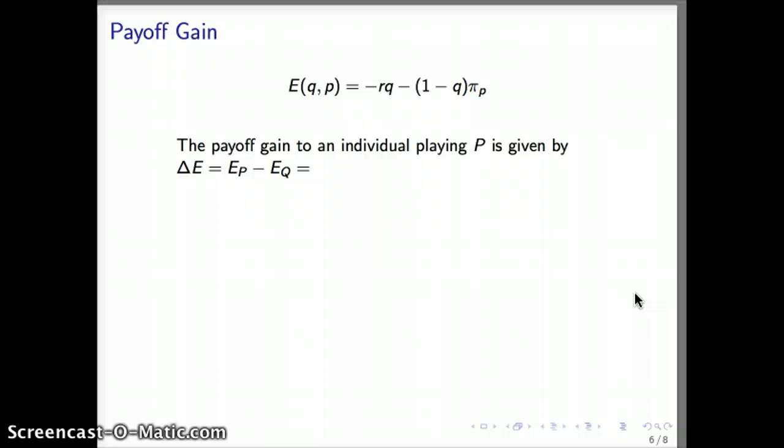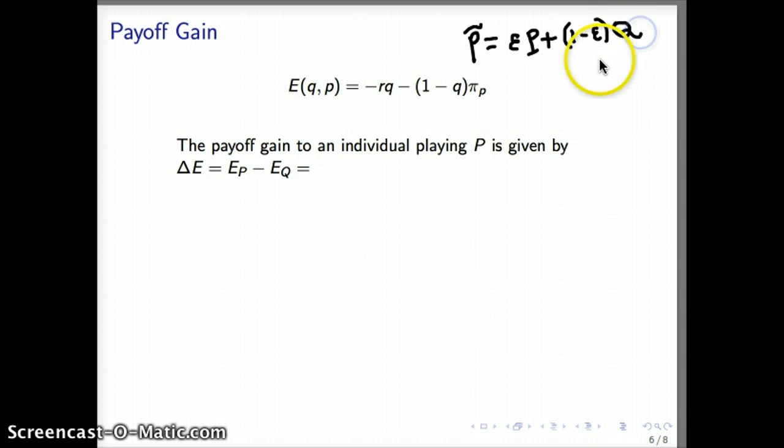So let's now do an evaluation, some derivation. So let's see. Maybe if I can, I'm going to write something here. I'm going to call this P tilde. I'm going to call P tilde that weighted sum, the sum of epsilon capital P plus 1 minus epsilon times Q. Okay, I'm going to call that P tilde.